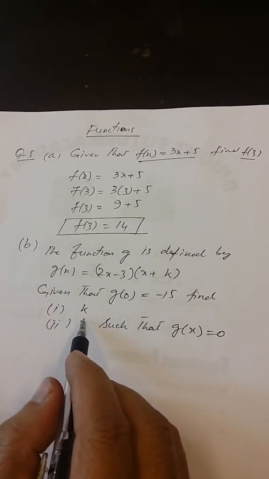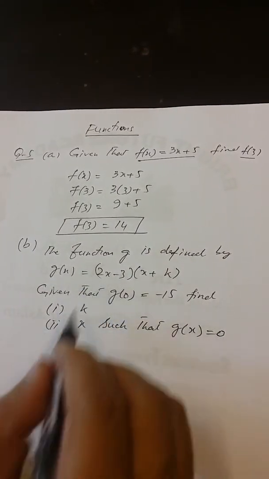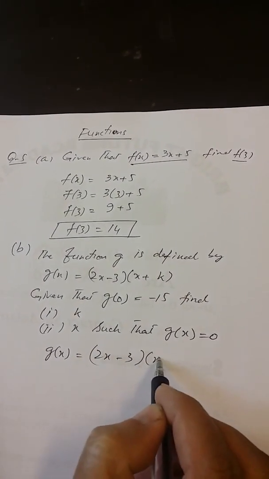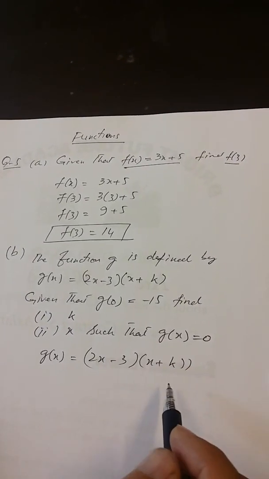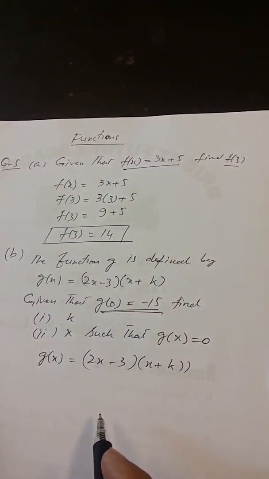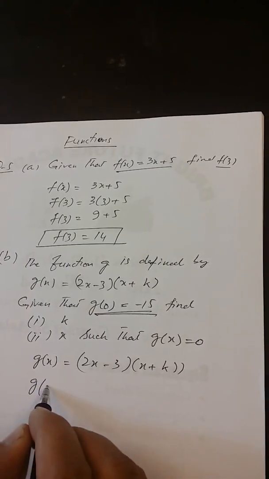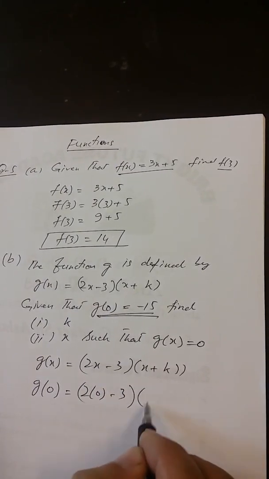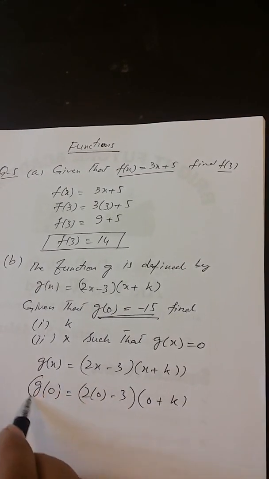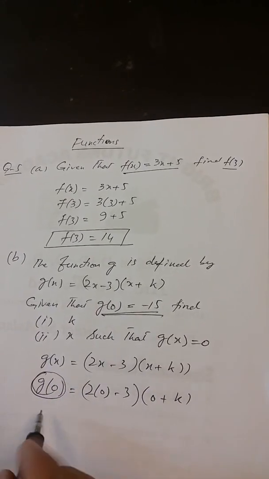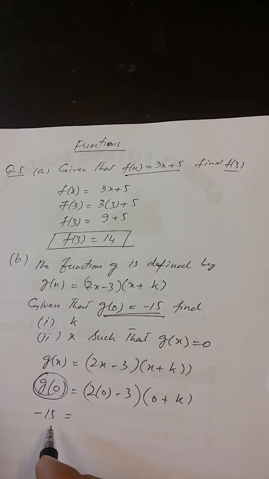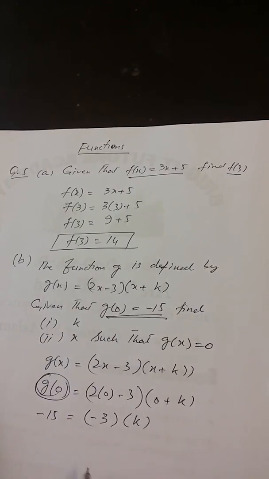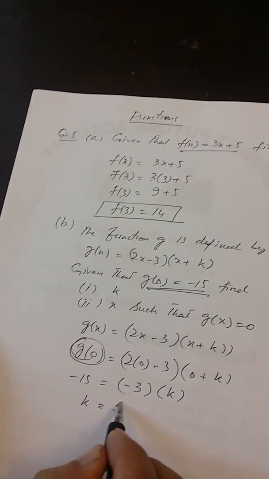For part 1, for the value of k, I will pick the function g of x is equal to (2x minus 3) and (x plus k). Now in the question it is given that g of 0 is minus 15, so I will replace x with 0. It will be like that. This value has been provided, which is minus 15. So replacing this, minus 15 is equal to minus 3 into k. So the value of k will be 5.